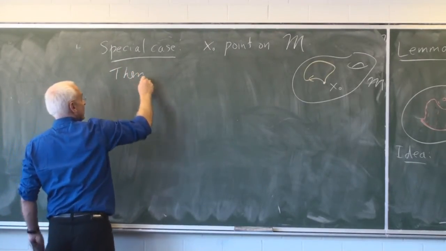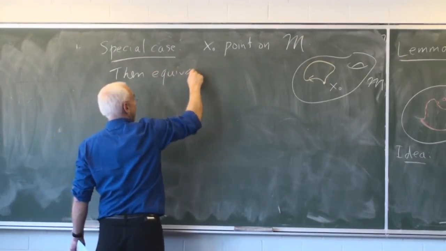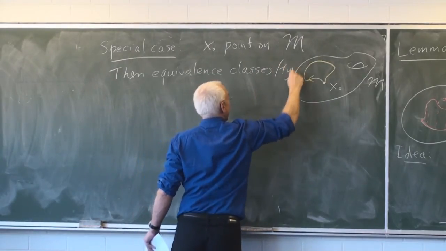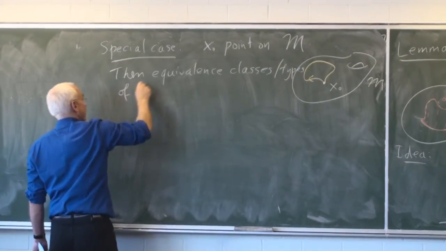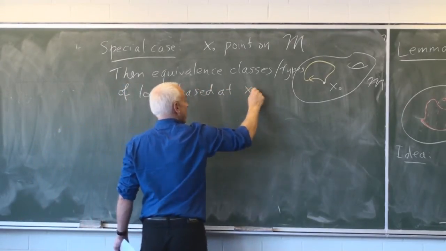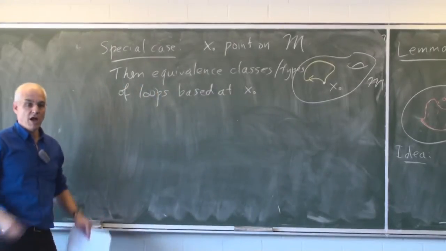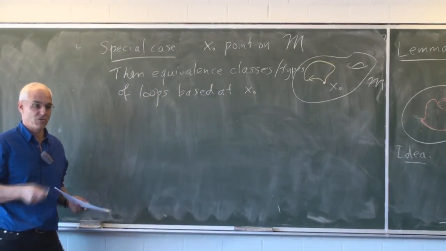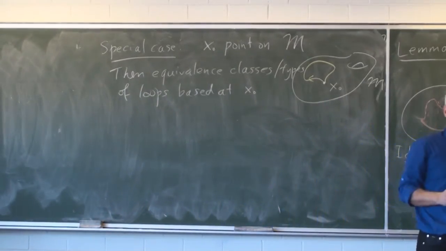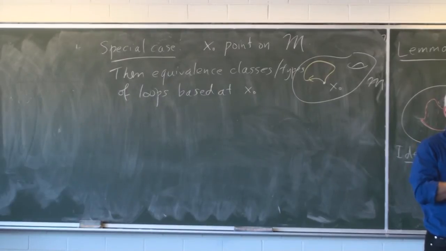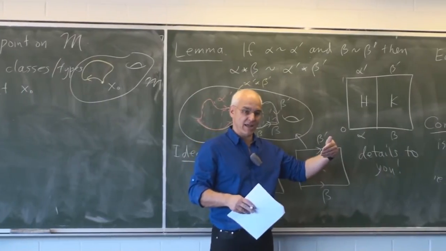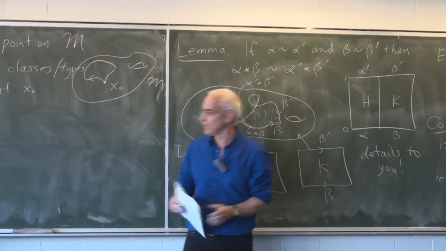Then the equivalence classes or types of loops based at x0 will automatically multiply with each other, because one will automatically start where the last one stopped. So given any two loops, we can multiply them and we'll get another loop based at x0. So that means we have a closed system. We don't have to worry about the first one ending where the second one began.